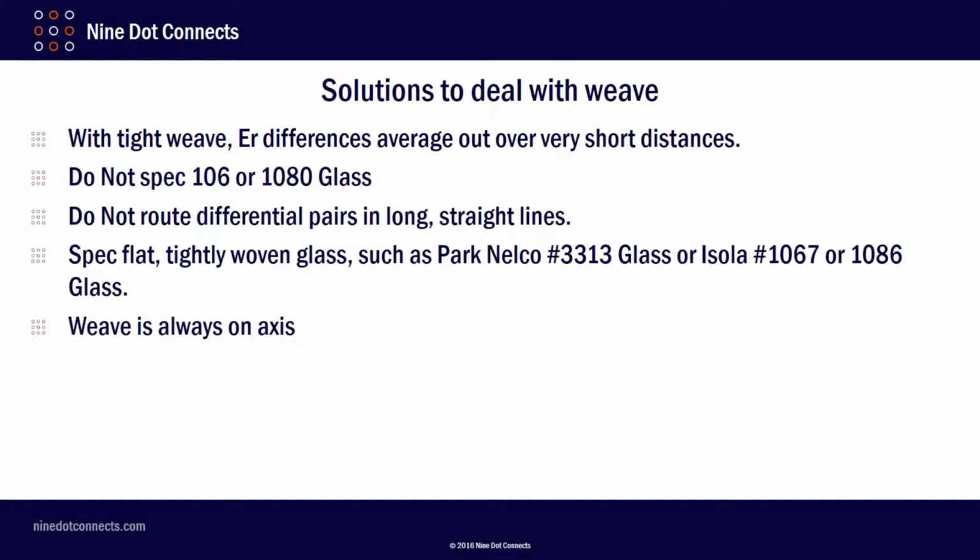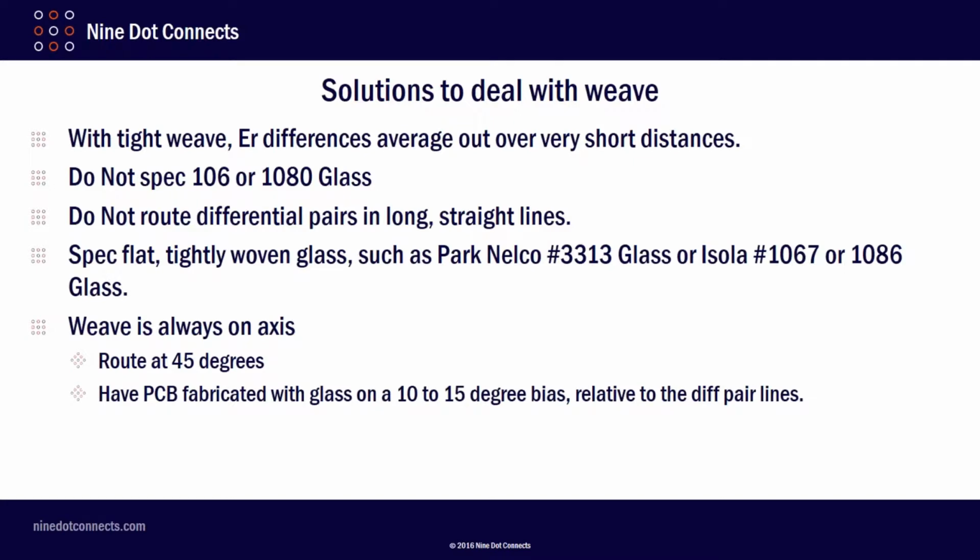But keep in mind the weave is always on axis. In other words, if you're thinking about routing in the X and Y axis, well, your weave is also going to be on the X and Y axis, because that's the way it's manufactured. So one of the things you can do is route on 45-degree angles. Well, that's not always the best way to do it. Your density may be such that it precludes using a lot of 45-degree angles.